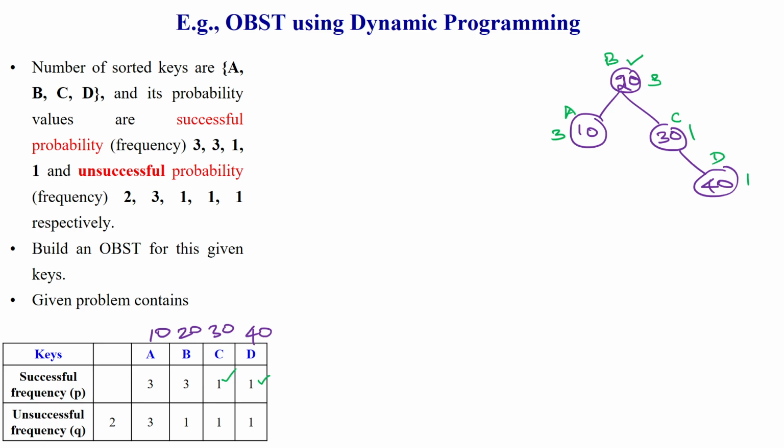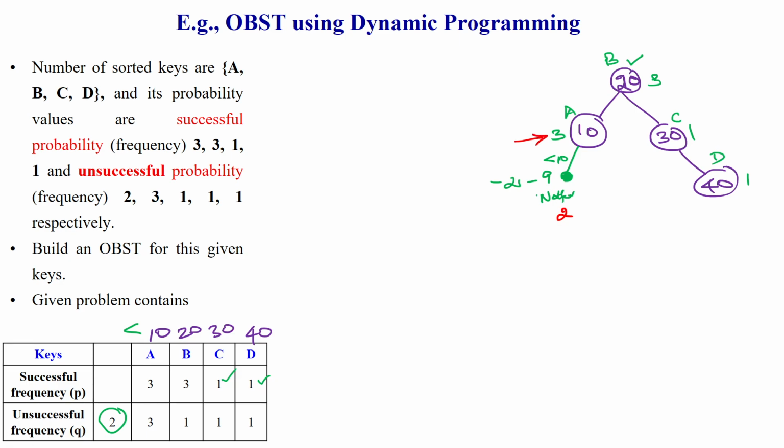Suppose we want to find values less than 10. To find the null values less than 10, that means minus infinity to 9, this null node will become a not found value. So for this we will give the key here 2, less than 10, that means minus infinity to 9. Here the unsuccessful frequency is 2, right? Like that, for 10 we are getting the successful frequency 3.